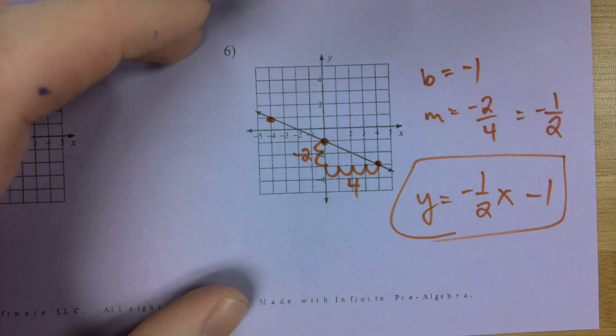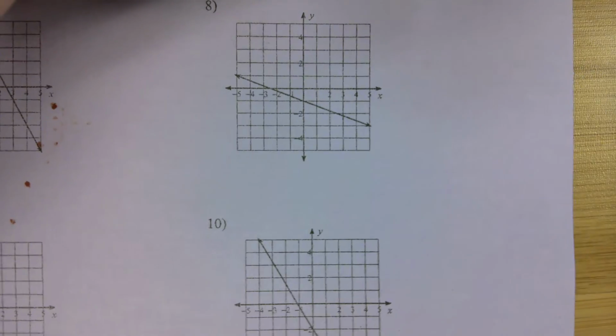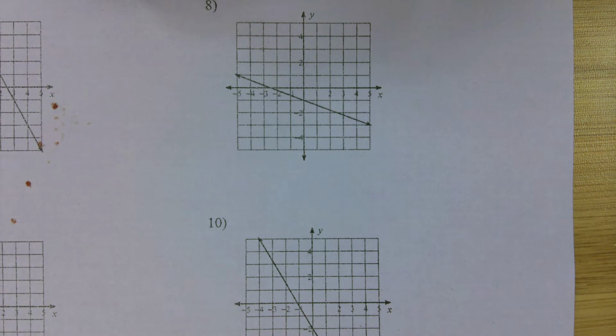Questions on the front side of this so far? Okay. Number 8 on the back, our y-intercept is where? Anyone know where our y-intercept's at here?